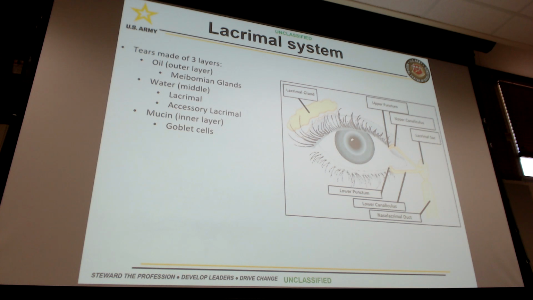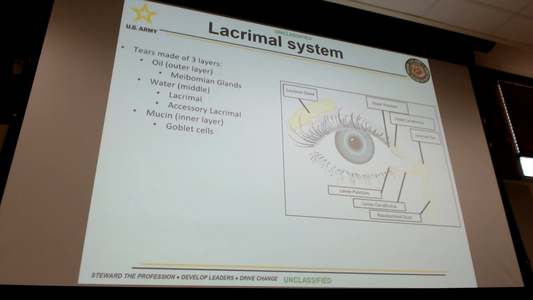All right, we're going to talk about the lacrimal system here. We already talked about the tear layers, 3 layers there. Okay, oily outer layer from the meibomian glands, the aqueous, watery middle layer, and the mucus layer that keeps the tears on the eye. There are some structures here: the lacrimal gland, the 2 punctums, upper and lower, the 2 canaliculus, upper and lower, and the lacrimal sac and the nasolacrimal duct.